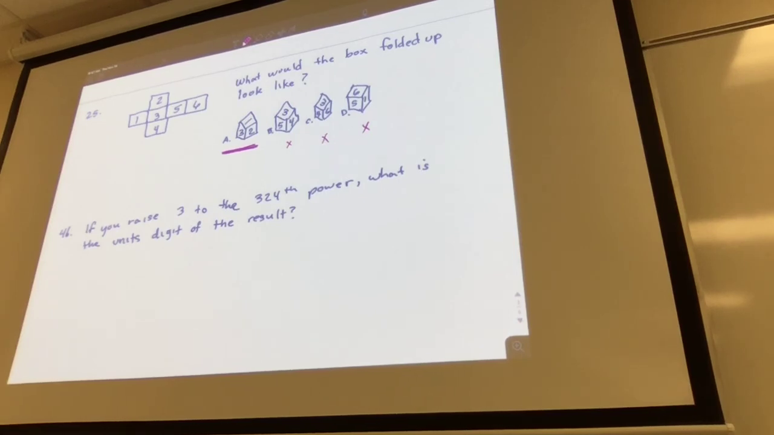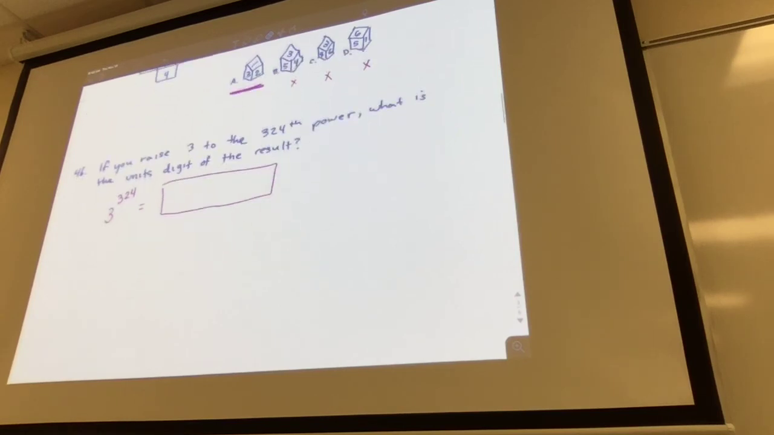If you raise 3 to the 324th power, what is the units digit of the result? So, first of all, we don't know what that number, 3 to the 324th power, is going to be, so that we can name the ones digit, the units digit, right? So what we're going to have to do to start is see if we can figure out some kind of pattern. Okay, so we'll start with what we do know.